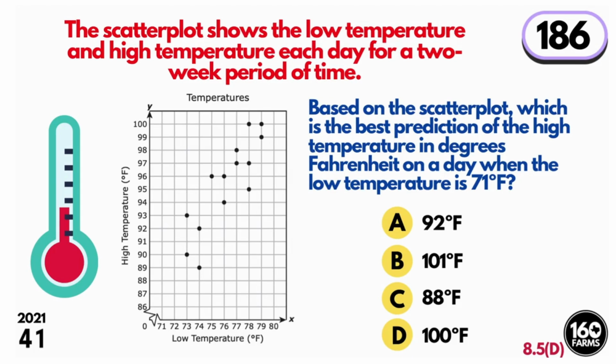Number 41, the scatter plot shows the low temperature and high temperature each day for a 2-week period of time. Based on the scatter plot, which is the best prediction of the high temperature in degrees Fahrenheit on a day when the low temperature is 71 degrees Fahrenheit?